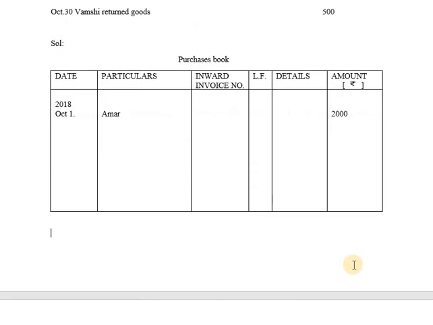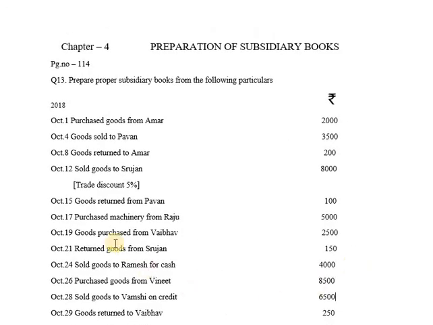Next, after October 12, we have a transaction on October 15, goods returned from Pawan. So here the transaction is related to return of goods. So it can be either purchase return or it can be sales return. So first we need to check with the name. Here the name of Pawan is given. So we need to have a look at the previous transactions done with Pawan. So October 4th transaction is done with Pawan, and it was the transaction related to sales, goods sold to Pawan. So this was a transaction of sales. So we have recorded it in sales book. Now as Pawan is returning the goods, so this is a transaction of sales return. So this will be recorded in sales return.